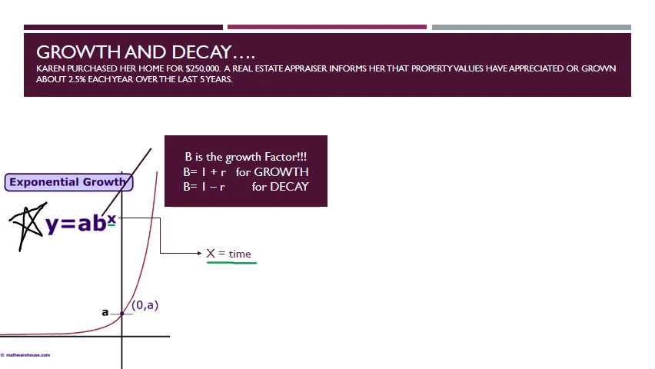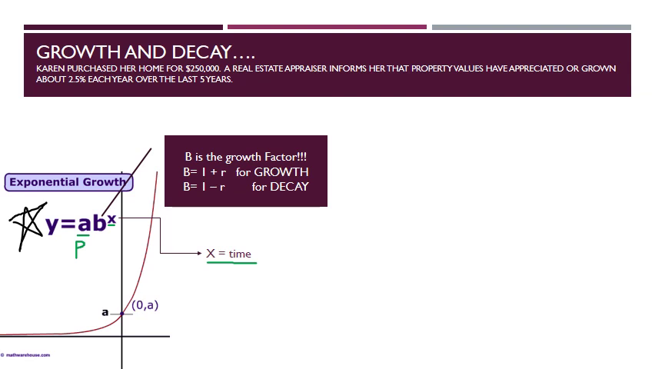I don't know why they can't just use the t for time. A is the original amount. Again, I don't know why they can't just use the P for principal. It would make more sense to me because this is mimicking a compound interest formula. But anywho, and then B is your growth factor.